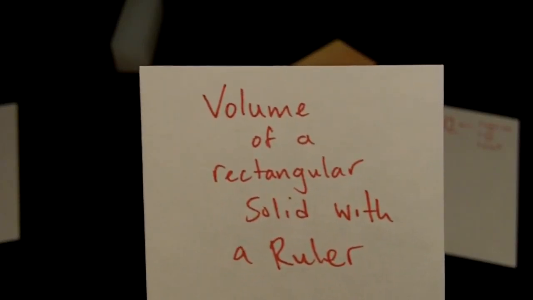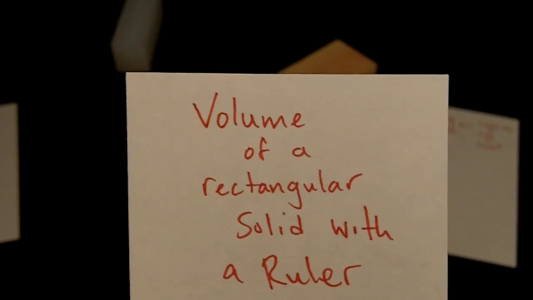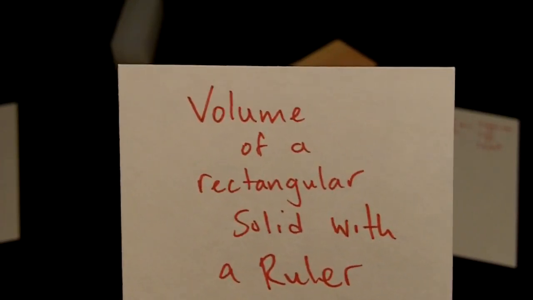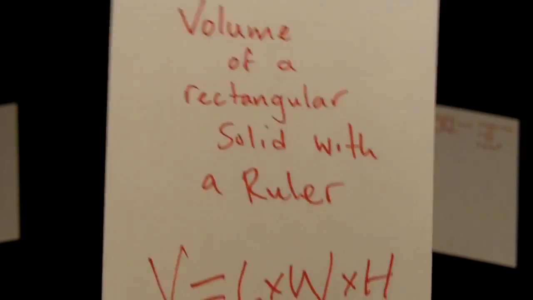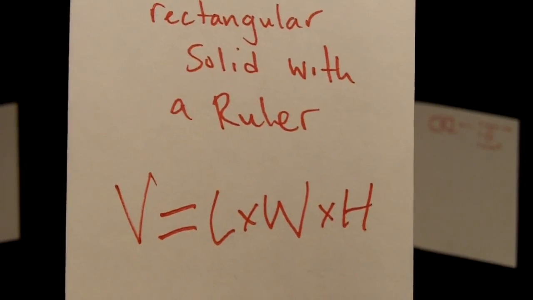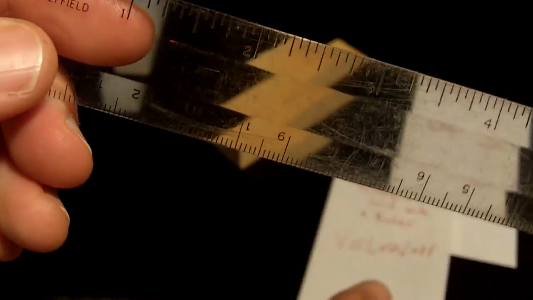All right, this is station 5. This is all about finding the volume of a rectangular solid with a ruler. The formula that we're going to use is volume is equal to the length times the width times the height. So you can find the volume of a solid using a ruler and just measuring those three dimensions.